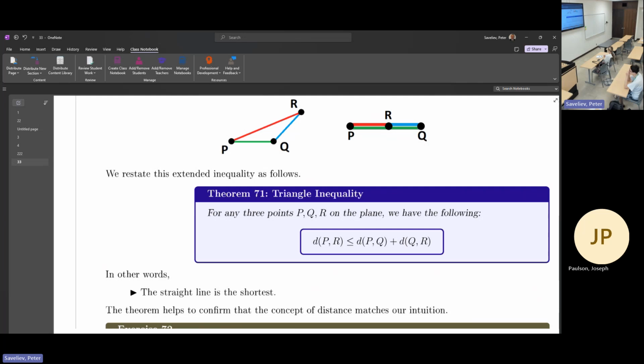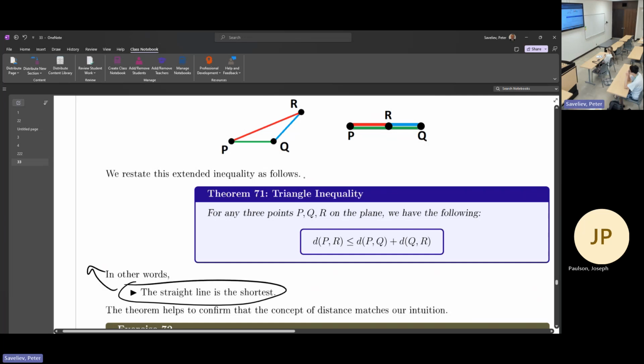So the distance between P and R is less than or equal to the sum of the distances between P and Q and between Q and R. Okay, less than or equal to, not strictly, because there's a possibility that they lie on the same straight line, as the picture on the right shows. So that's something for us to keep in mind. But once again, a straight line is the shortest.